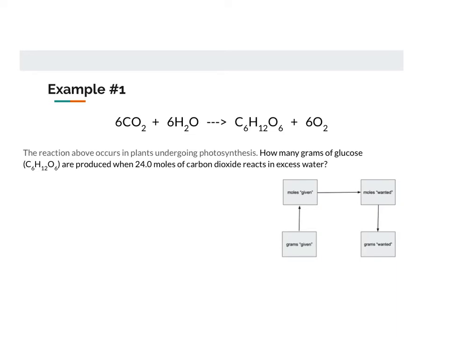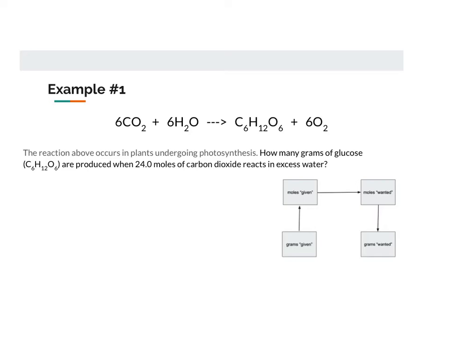Okay, so for example 1, this chemical reaction should look pretty familiar to you. This is what happens in plants undergoing photosynthesis. If you remember from biology last year, plants are going to take in carbon dioxide and water, and then along with sunlight convert it into sugar or glucose and oxygen.